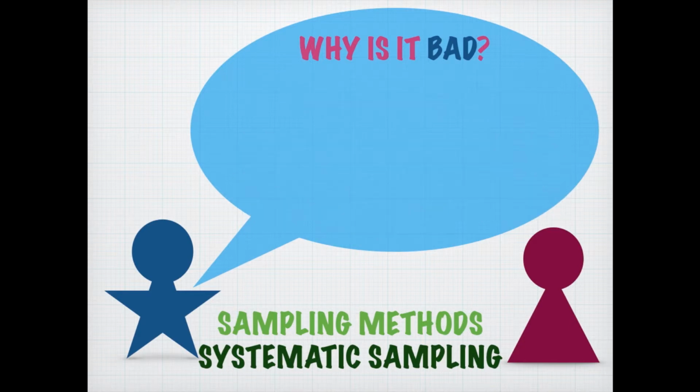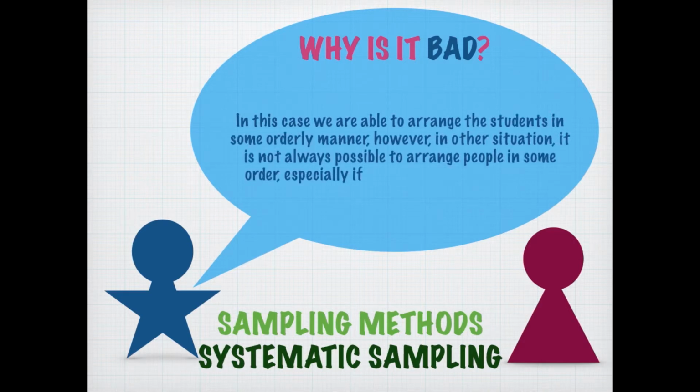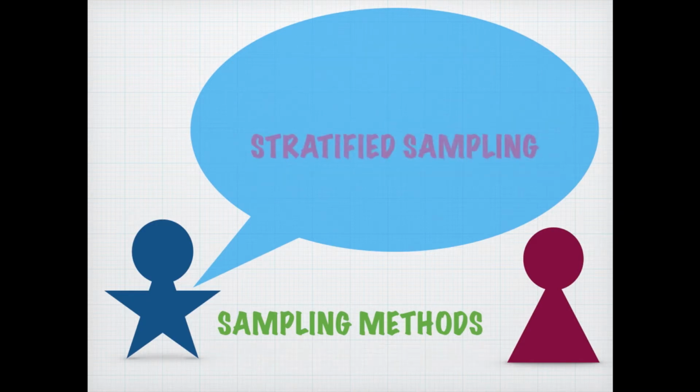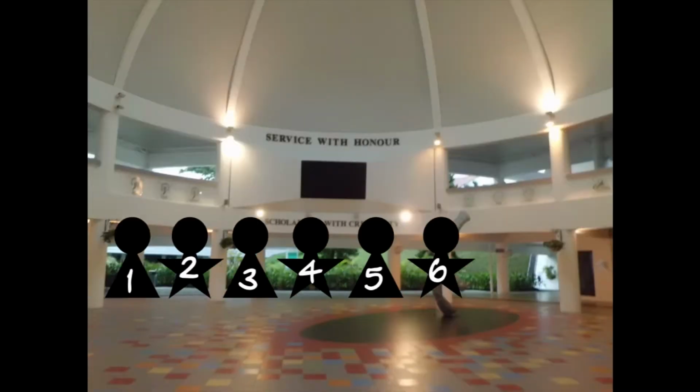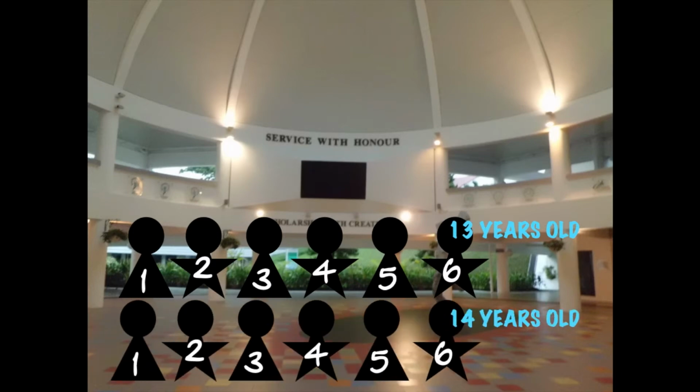In this case, we are able to arrange the students in some orderly manner. However, in other situations, it's not always possible to arrange people in some order, especially if the population size is too big. Conduct stratified sampling. Instead of putting the students in classes, we divide the students into non-overlapping groups, like genders or age groups. Then calculate the proportionate number of people from each group to do the interview.